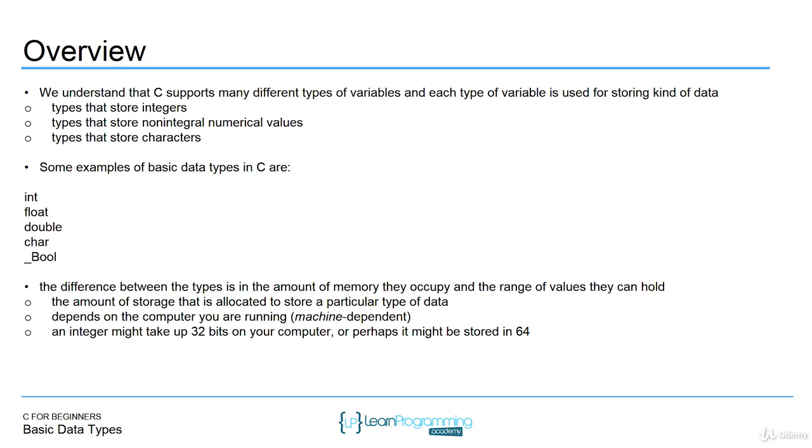It all depends on the computer you're running, and this is referred to as machine dependent. So if I run a C program on a Linux system with different hardware versus a Windows system with certain hardware, an integer may be 4 bytes in memory, or it may be 8 bytes. Again, it depends on the machine you're running on how much memory is allocated for the data that you want to store. An integer might take up 32 bits, which is 4 bytes, or it might take up 8.